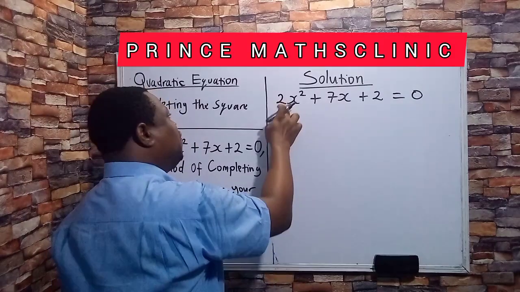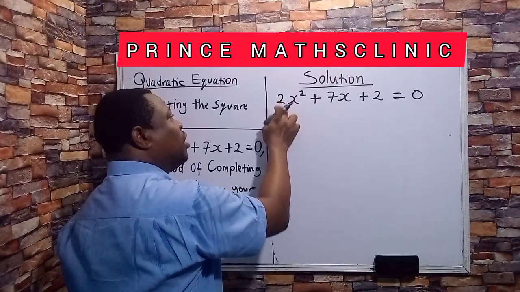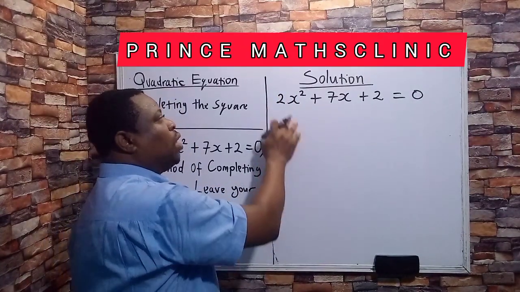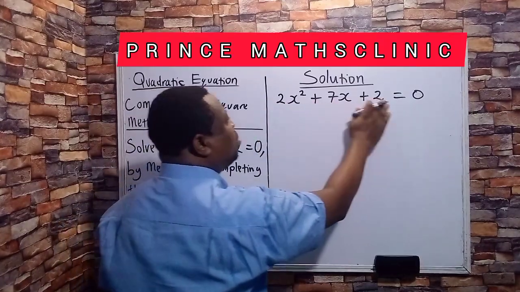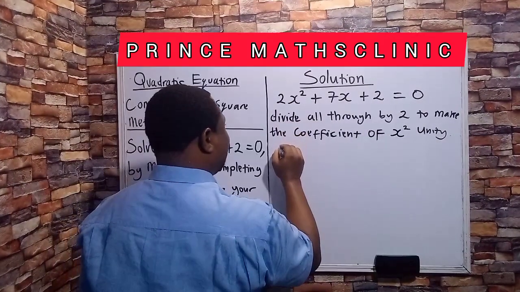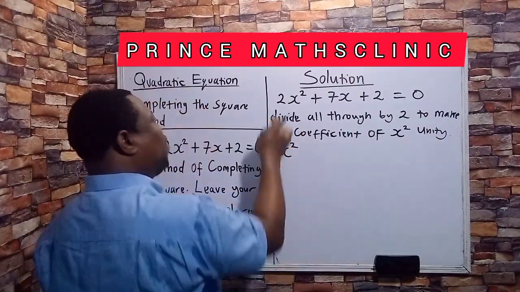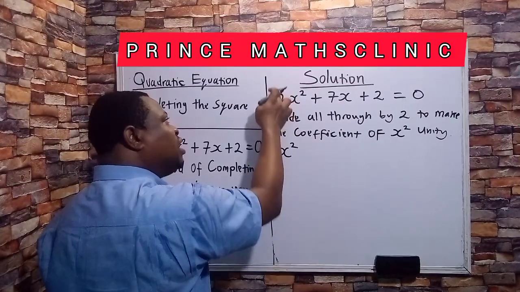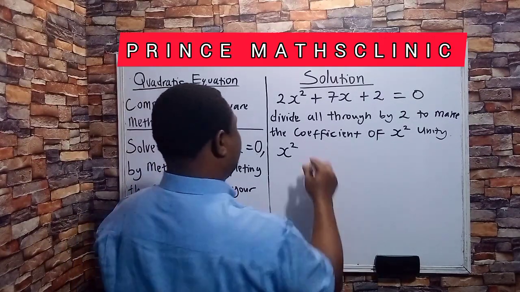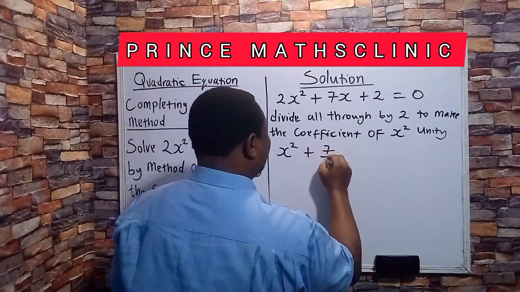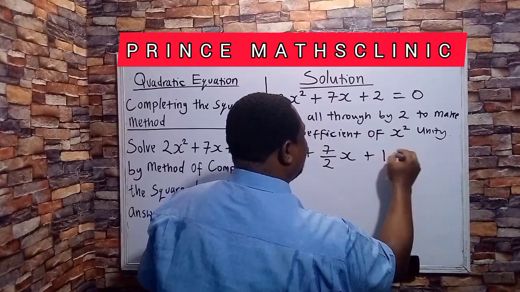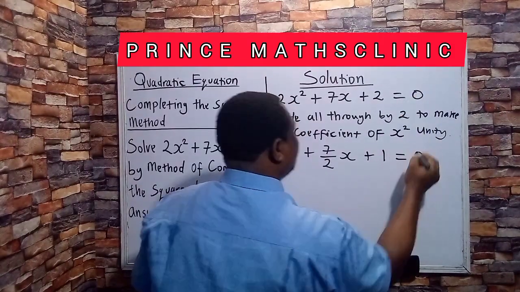Our goal is to leave the coefficient of x squared so that the coefficient here will be 1. And here we have 2 as the coefficient. So we have to divide all the terms by 2 to make it what? Unity. So if you divide this by 2, you get x squared. That is what it means to make the coefficient of x squared unity. Coefficient is the number beside a particular alphabet, plus 7 over 2, then x. 2 divided by 2 will give you 1. Then 0 divided by 2 will give you 0.